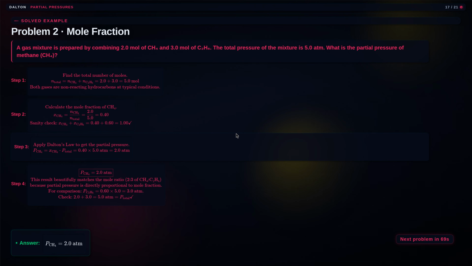Step 3. Apply Dalton's law to get the partial pressure. The partial pressure of methane equals 0.40 times 5.0 atmospheres, which equals 2.0 atmospheres. This result beautifully matches the mole ratio of 2 to 3 because partial pressure is directly proportional to mole fraction. For comparison, the partial pressure of ethane is 0.60 times 5.0, which equals 3.0 atmospheres. The final answer is 2.0 atmospheres of partial pressure for methane.